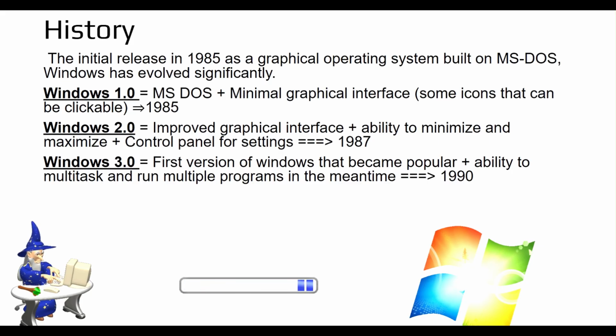Windows 2.0 improved the graphical interface, plus the ability to minimize and maximize. It's also where the control panel for the settings was released, back in 1987. Windows 3.0 was the first version of Windows that became popular, with the ability to multitask and run multiple programs at the same time. This was back in the 1990s.